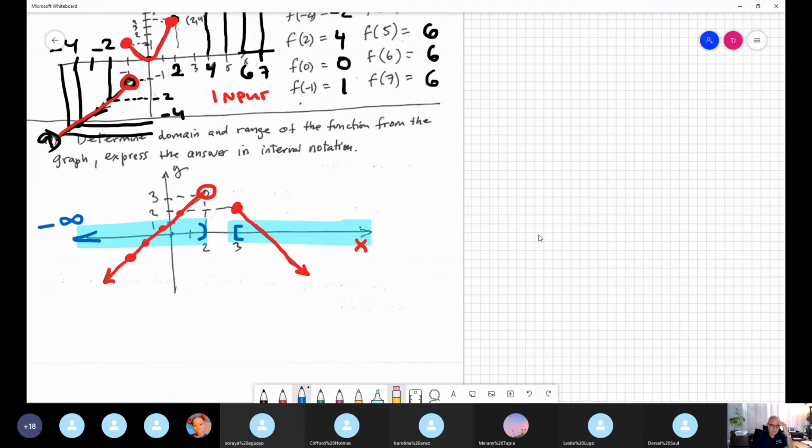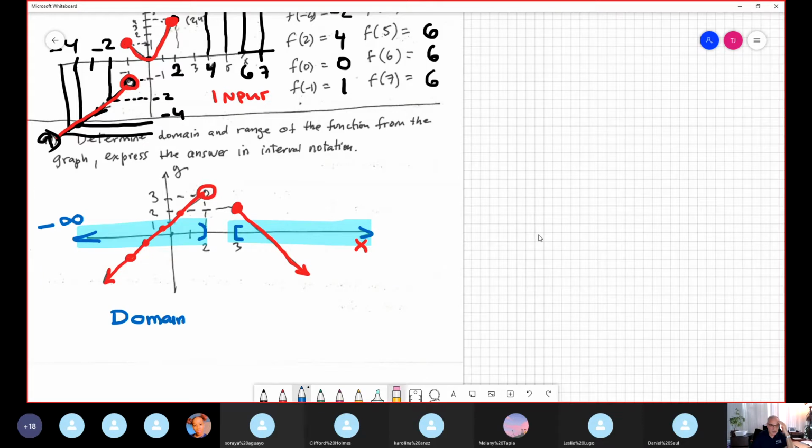And they want, can you express the domain using interval notation? I obey this command. It is from negative infinity, comma, 2, parentheses, union, because there are two pieces, bracket 3, comma, infinity. This is the domain.